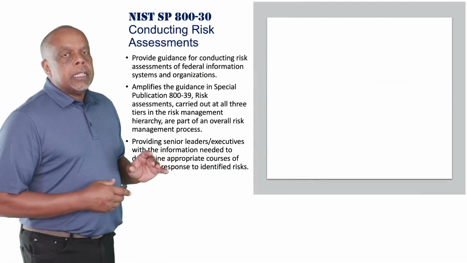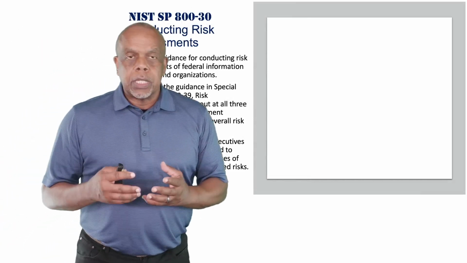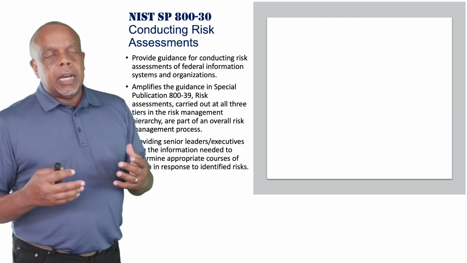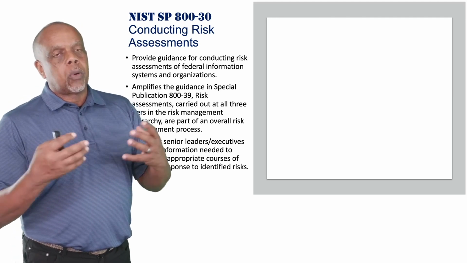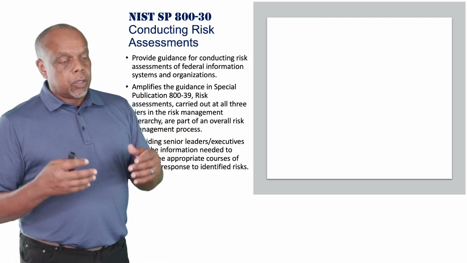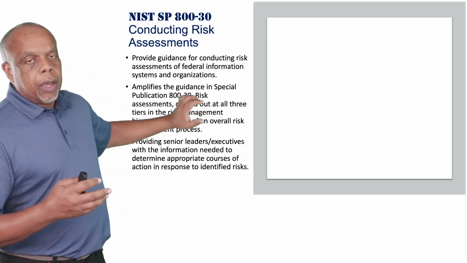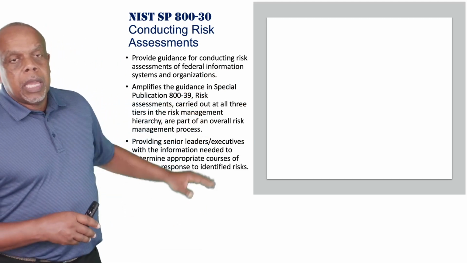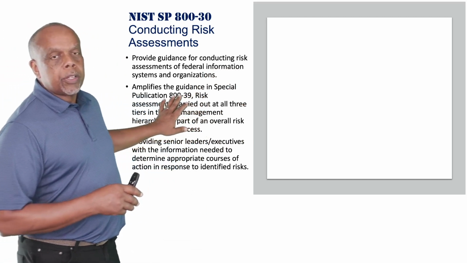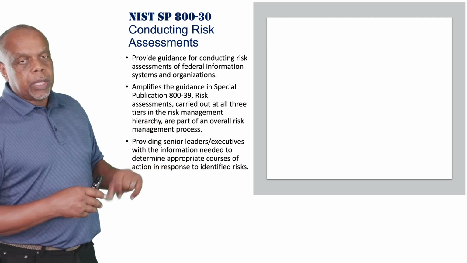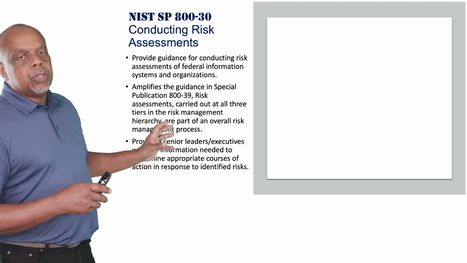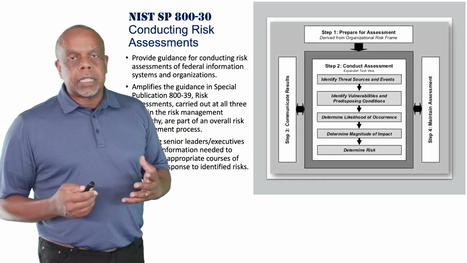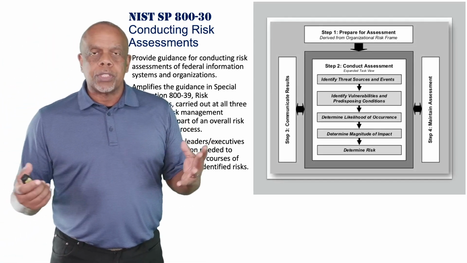Not only do we want to be able to manage risk, you also want to be able to conduct risk assessments on your information systems, especially if you work within the federal environment or within the government. This is really a mandatory process of conducting risk assessments on your information systems. And this partners with 800-39 on how to assess risk. So when we look at this, the assessment process takes four steps.